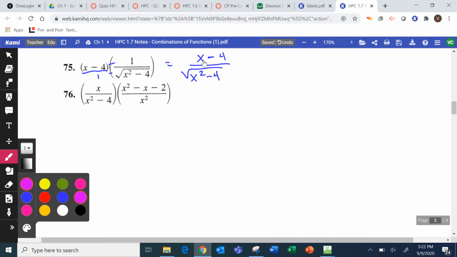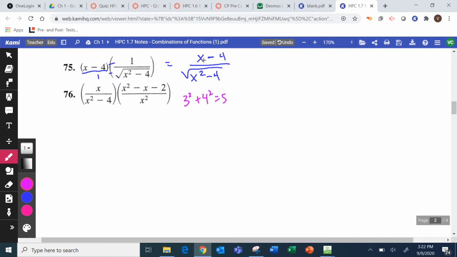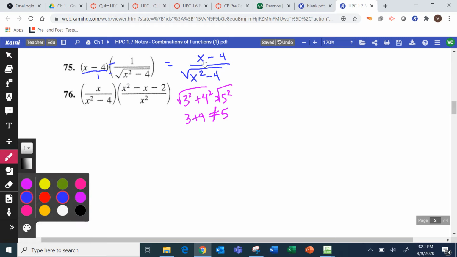What I brought up in class today was if I had 3 squared plus 4 squared equals 5 squared, and I took the square root of both sides, I would get 5. Here, I would not get 3 plus 4. You cannot square root separate terms. You square root the entire thing. So you cannot square root x squared minus 4. So that's where I got.